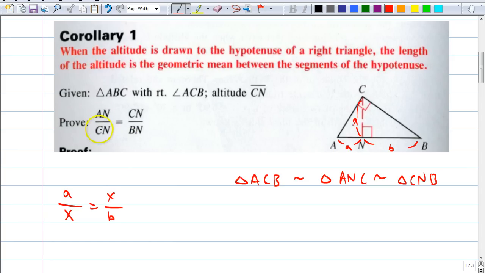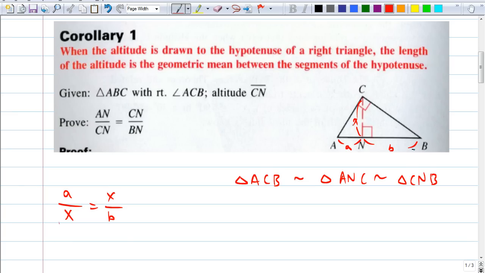AN, look, a over x, CN, right? I don't know why they use these, but isn't it easier to use x? And then CN, again, is your x, and BN is the other segment of the hypotenuse. This is always going to be true. Isn't that interesting? We just learned about geometric mean. This always happens. If you draw an altitude to the hypotenuse of a right triangle, this altitude is always going to be the geometric mean between the segments that it separates. Isn't that nice?